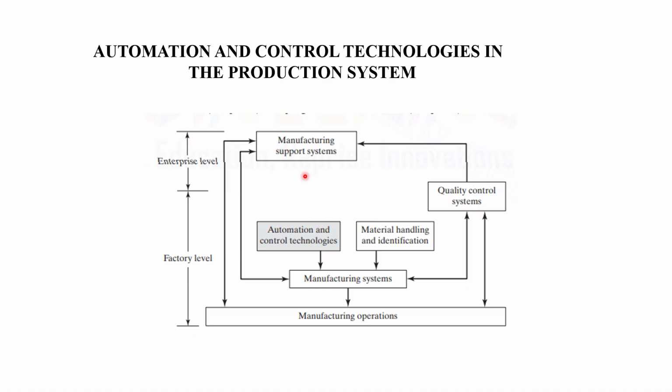At the enterprise level they will fully perform the manufacturing support system. How is the manufacturing support system done? By having information about the manufacturing system, and also getting the information about the quality control and the information about the operating system. All these data are collected at the enterprise level in order to execute the operation at the factory level. In this way, these are the automation and control technologies in the production system.